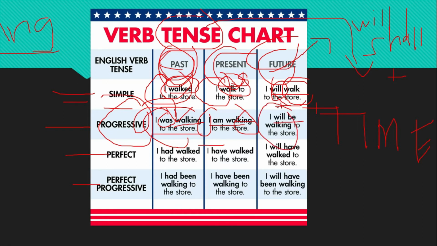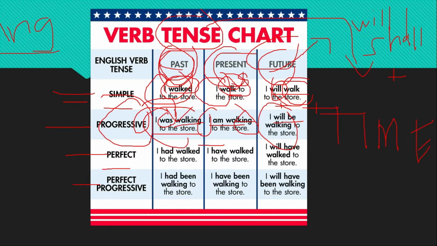So when we say progressive, the action is continuously done. That's why it's progressive. Next is the perfect tense. This one is a little difficult. Here, it requires you to memorize the different forms of the verb. Each verb has its perfect tense.